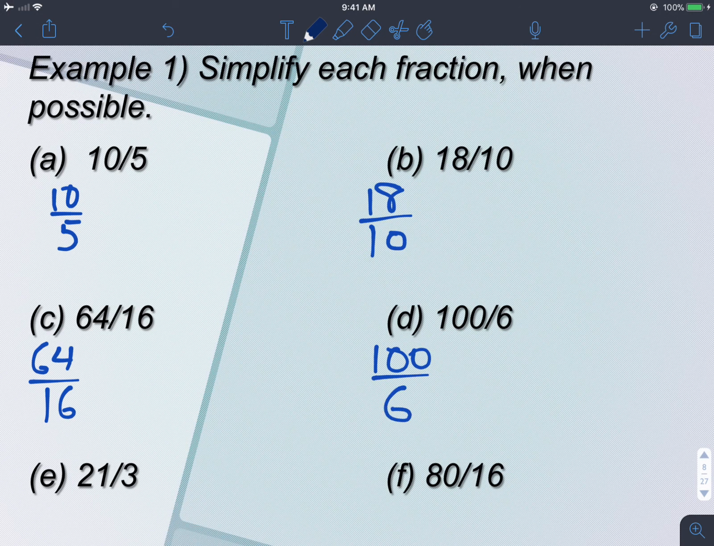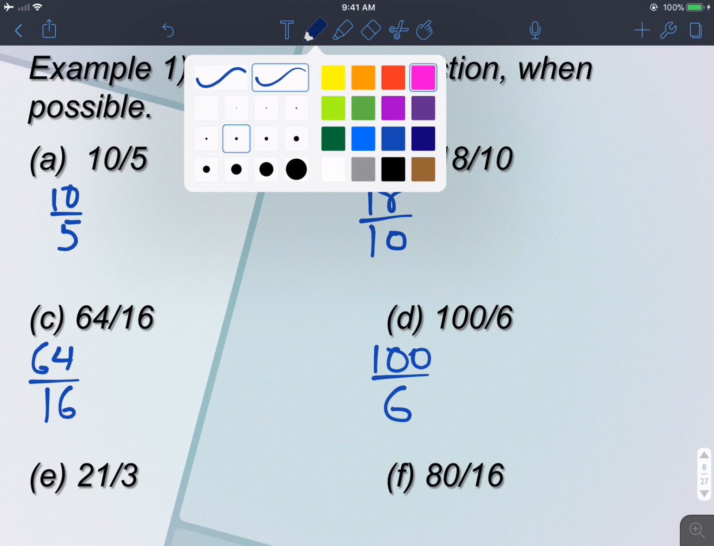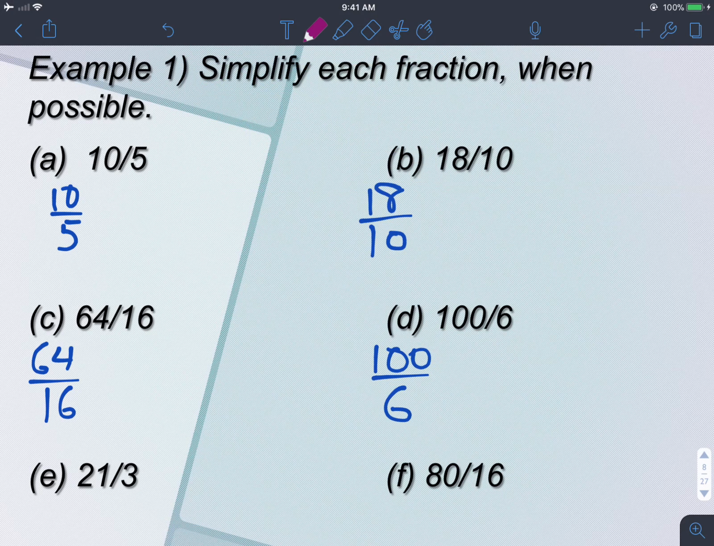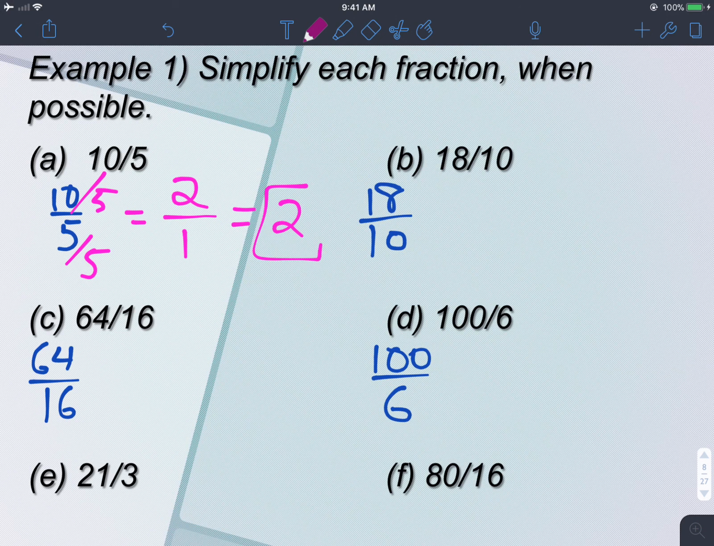Let's do the first 4 here. Think of a common factor that goes into both 10 and 5. 5. So when I do this, divide by 5 on top and bottom, 10 divided by 5 is 2, 5 over 5 is just 1. But remember that we can write this as just 2. No problem.